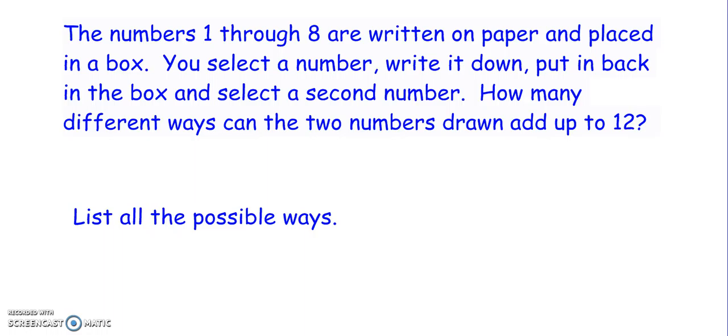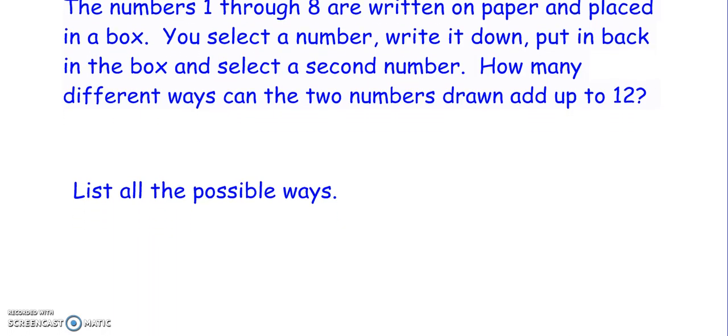Alright, so a lot of word problems in this section. The numbers 1 through 8 are written on a paper and placed in a box. You select a number, write it down, put it back in the box, and select a second number. How many different ways can the two numbers be drawn, add up to 12?